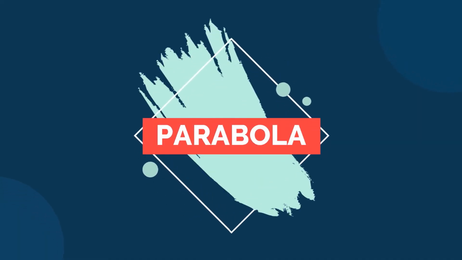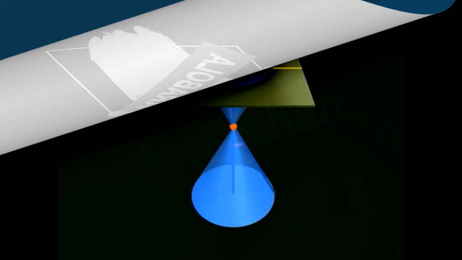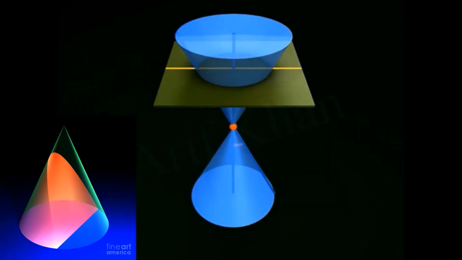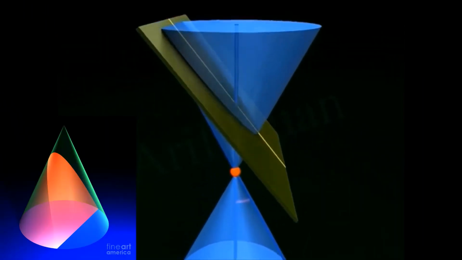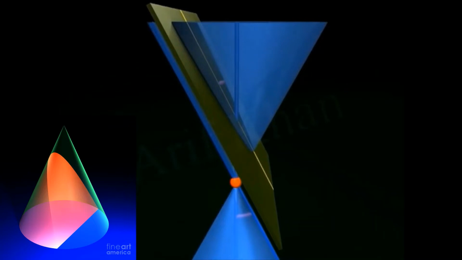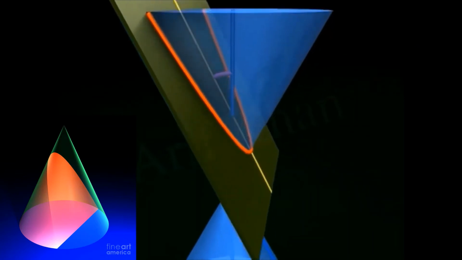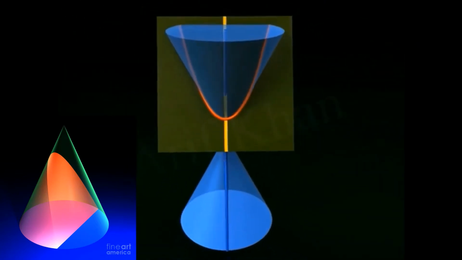The parabola. A parabola is formed when the angle made by the plane to the vertical axis is exactly equal to the vertex angle. The parabola forms an open figure and exists on only one of the naps of the double right circular cone.